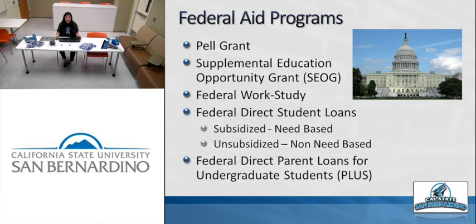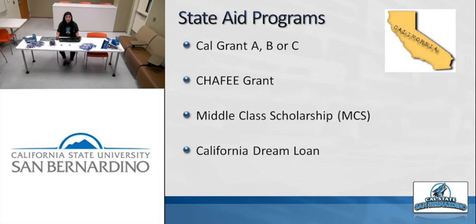And then there's the federal direct parent loans, which is a loan that is applied for by your parents, and it is based off of their credit, and it is only in their name. State aid programs are Cal Grant A, B, or C, the Chafee Grant, Middle Class Scholarship, and the California Dream Loan.